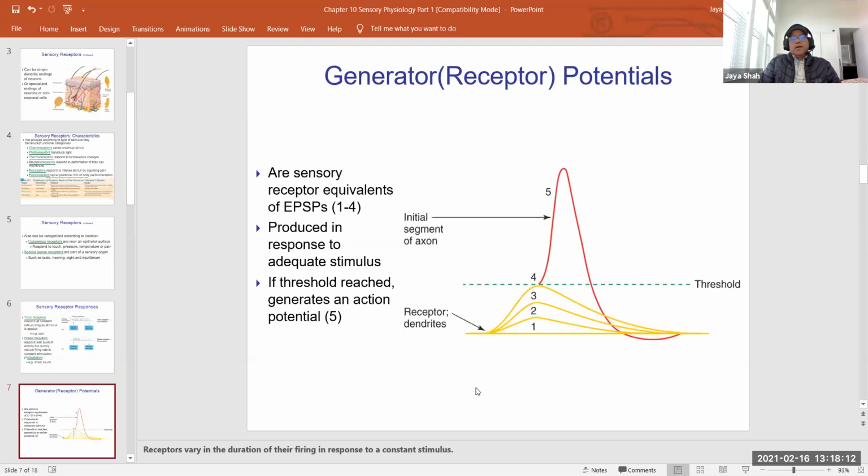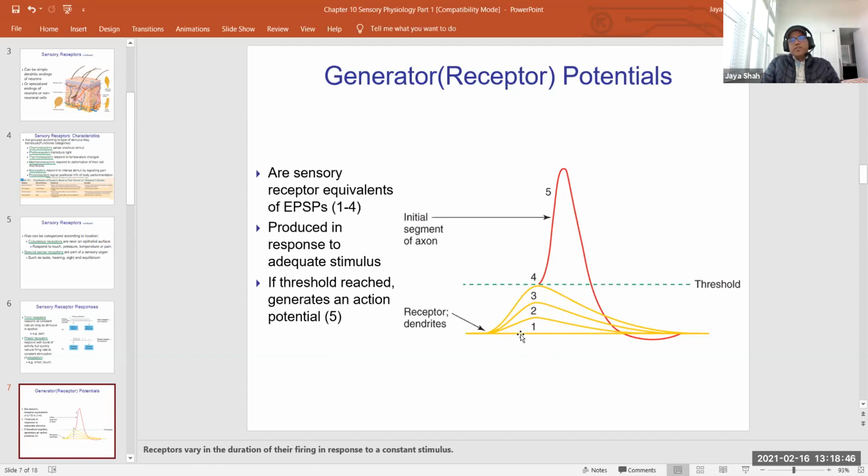Okay. Now, the generator or receptor potential. Generator or receptor potentials are the potentials in the dendrites because most of the receptors are attached to the dendrites of the nerve fiber. Okay. So here, this is the threshold of the dendritic nerve ending. So this is the receptor dendrite and 1, 2, 3, 4.